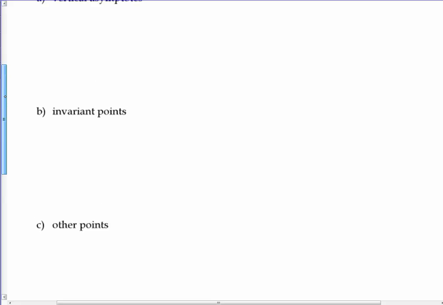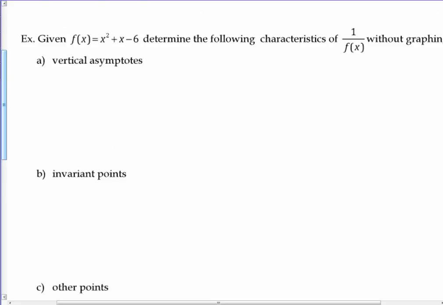Okay, so this first one, find the vertical asymptotes. How do I get the vertical asymptotes? When y is 0. So you can just take what were the original x-intercepts, right? When was y 0? How do we find that out? Someone said it, factor. 2 numbers that multiply to negative 6 but add to positive 1. That's 3 minus 2, so x equals negative 3 and 2. So those are our vertical asymptotes.